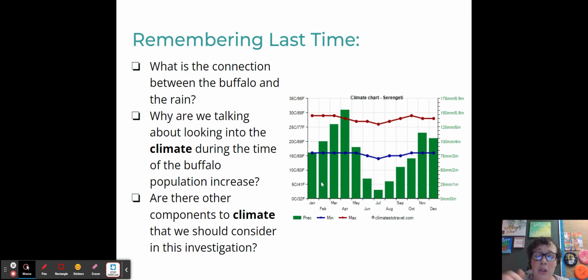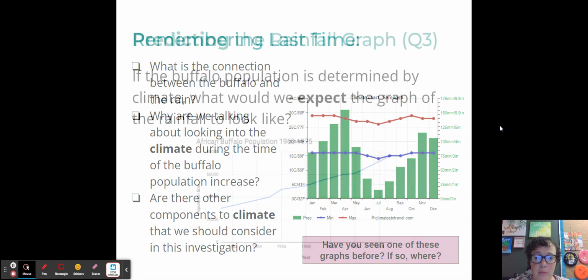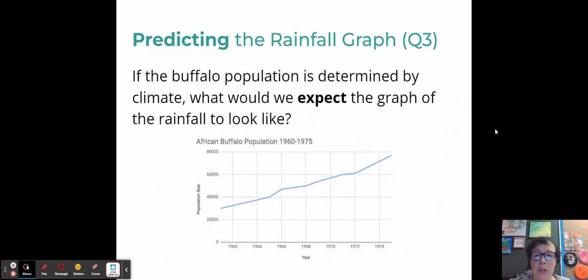Climate is looking at the average patterns over time regarding temperature and precipitation amounts. So, one thing we have to do before we start looking at information is make a hypothesis. We have to make a prediction. By looking at the buffalo population from 1960 to 75, we see that it's an increasing amount.